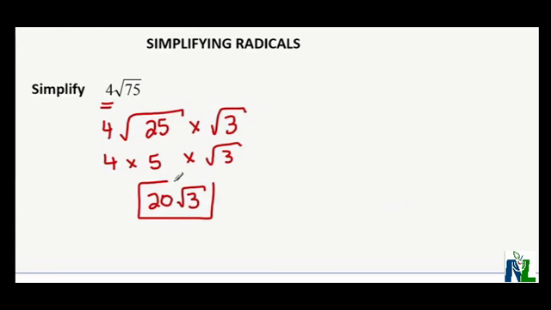So if you have a number in front, or a coefficient, you just do the same process: break down your 75, and then multiply it by your coefficient of 4.